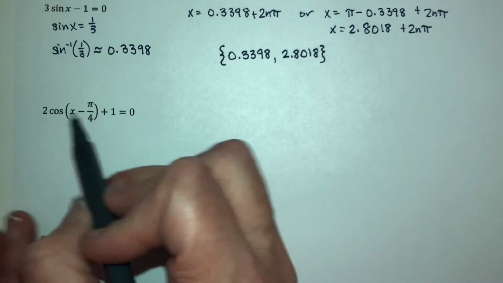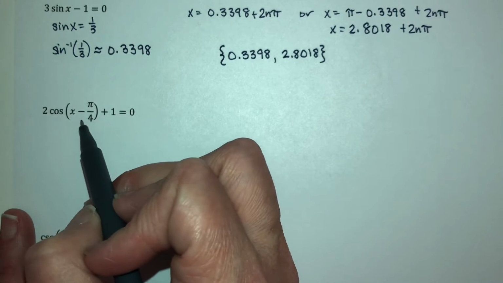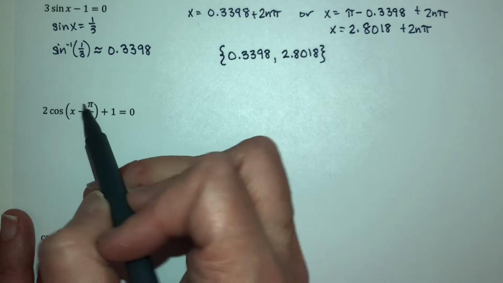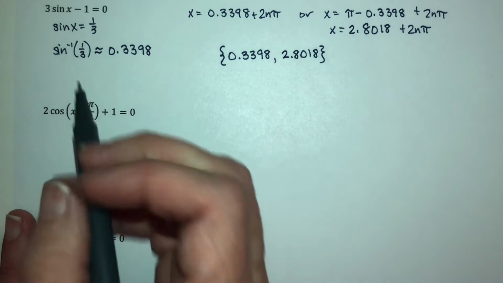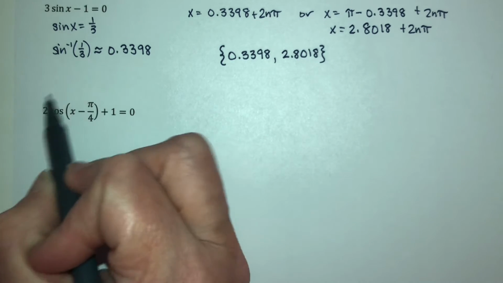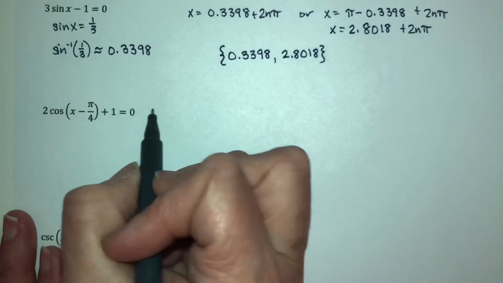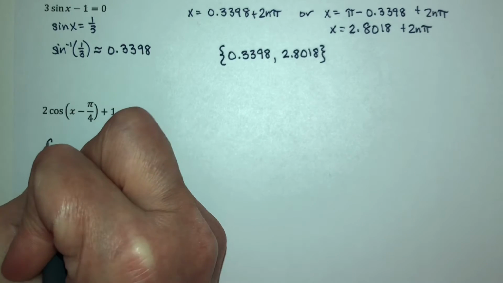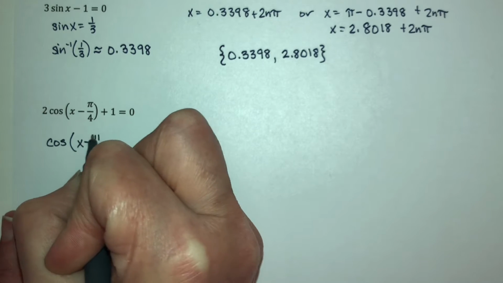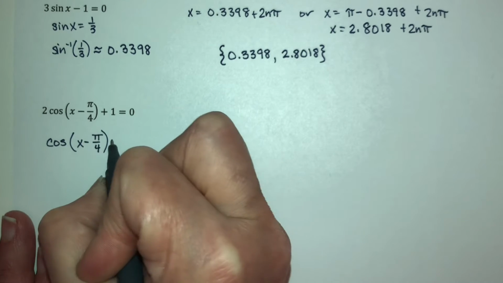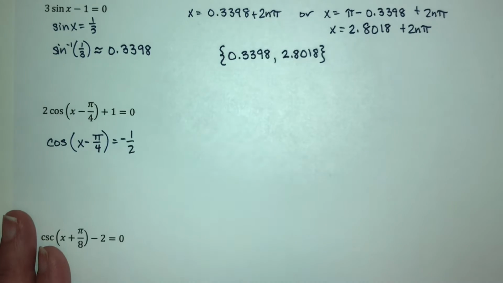Now, this is the first time the argument of our trig function has been more complicated than just an x or a theta. And it does add a level of difficulty, but it's still not that bad. The first thing I want to do is get this whole cosine by itself. So subtract 1, divide by 2, and you have cosine of (x minus pi over 4) is equal to negative 1/2.